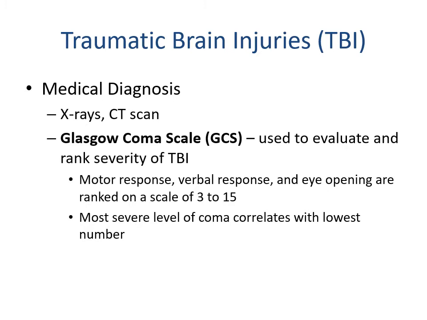So with traumatic brain injury, as part of the medical diagnosis, they're going to have x-rays and a CT scan. The x-ray is going to look at the skull itself, the CT scan to look at the brain tissue. And then we have the Glasgow Coma Scale to evaluate and rank the severity of a traumatic brain injury. It's a combination of motor response, verbal response, and eye opening on a scale of 3 to 15. The most severe level of coma has the lowest score. So in this case, you want a high score.